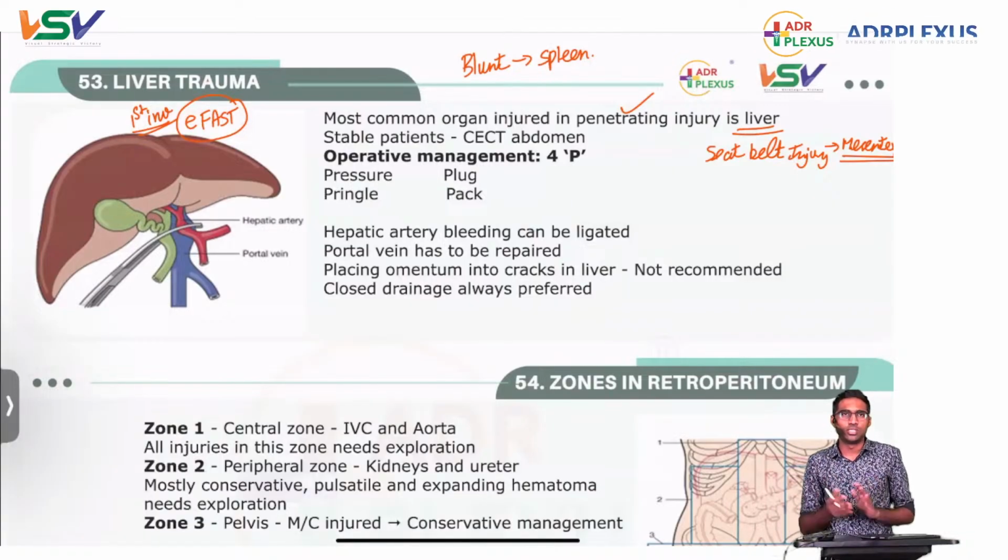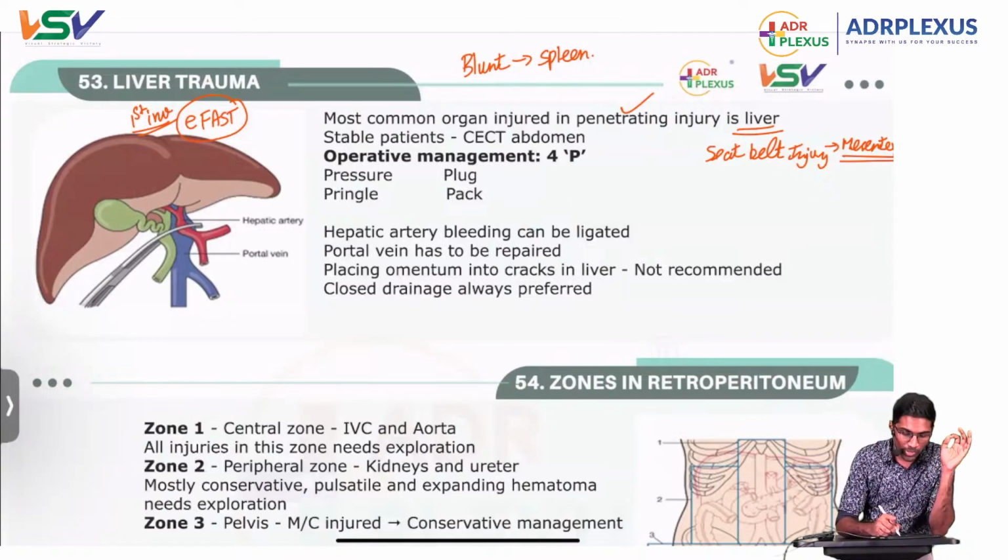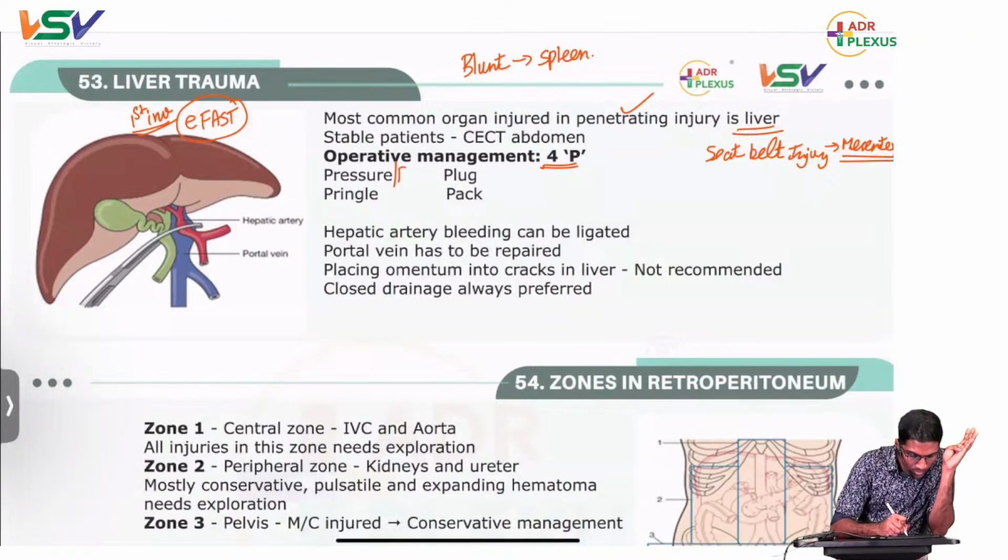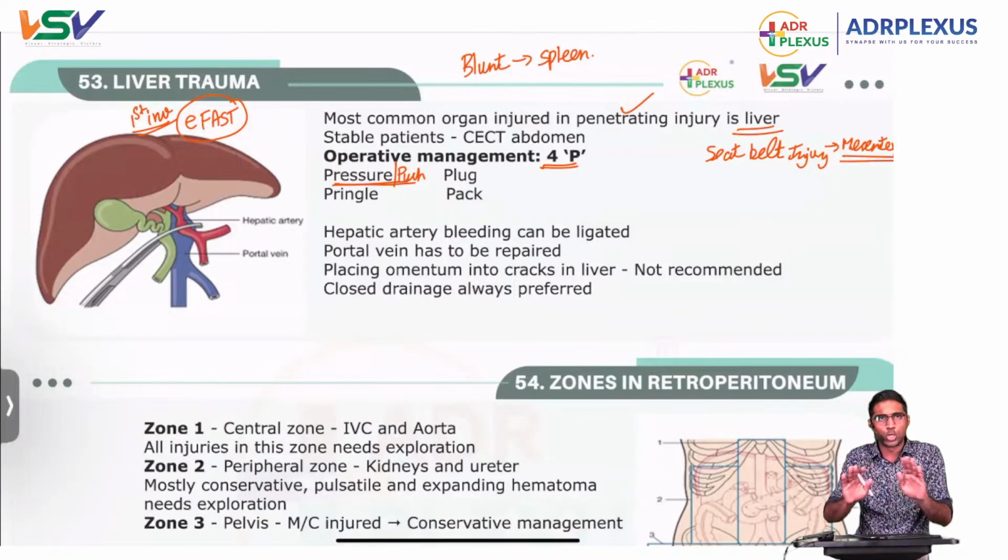surgical management is necessary. So operative management for liver, 4P is very important. You can add pressure, bar, push. Both are the same. Just applying pressure can stop the bleeding. This is known as Pringle's maneuver.